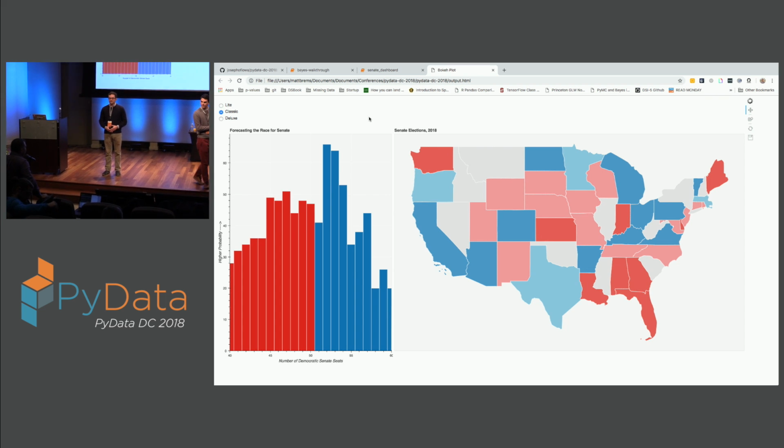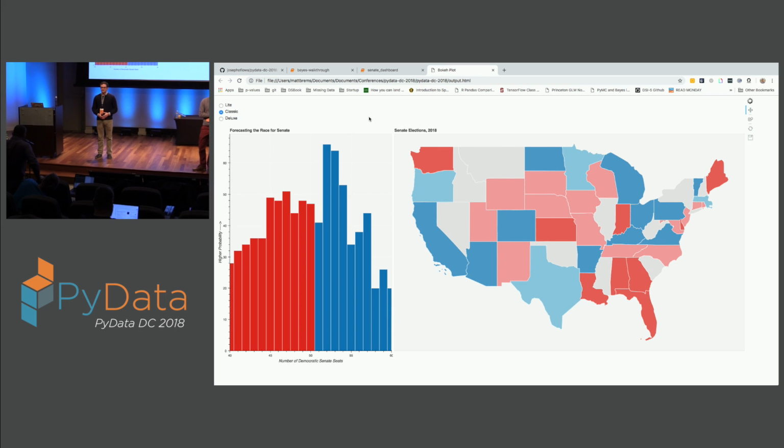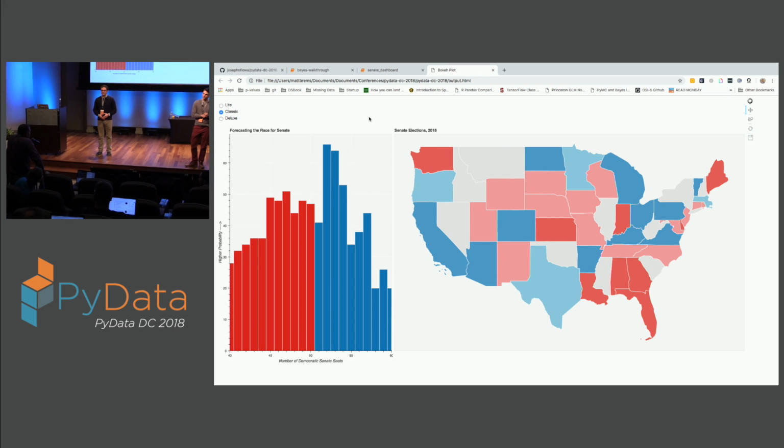Hi, this was really great. I just wondered if you could maybe contrast making dashboards in Bokeh with other tools. Like I'm thinking about Plotly Dash. I don't know if you've ever used that.